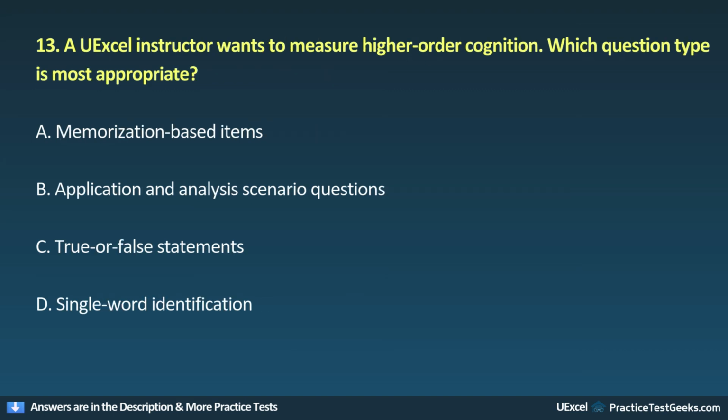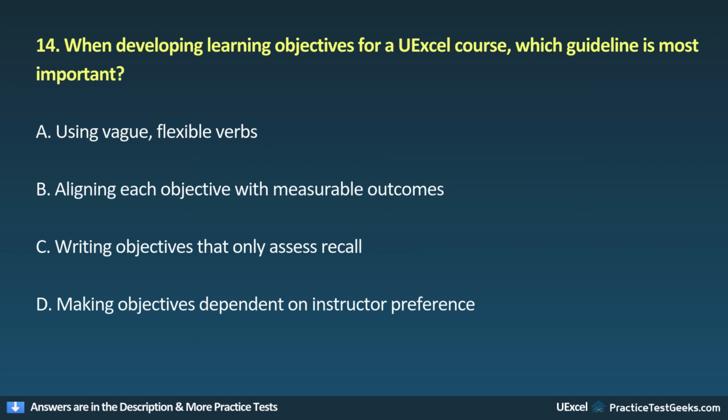13. A UExcel instructor wants to measure higher-order cognition. Which question type is most appropriate? A. Memorization-based items. B. Application and analysis scenario questions. C. True or false statements. D. Single-word identification.